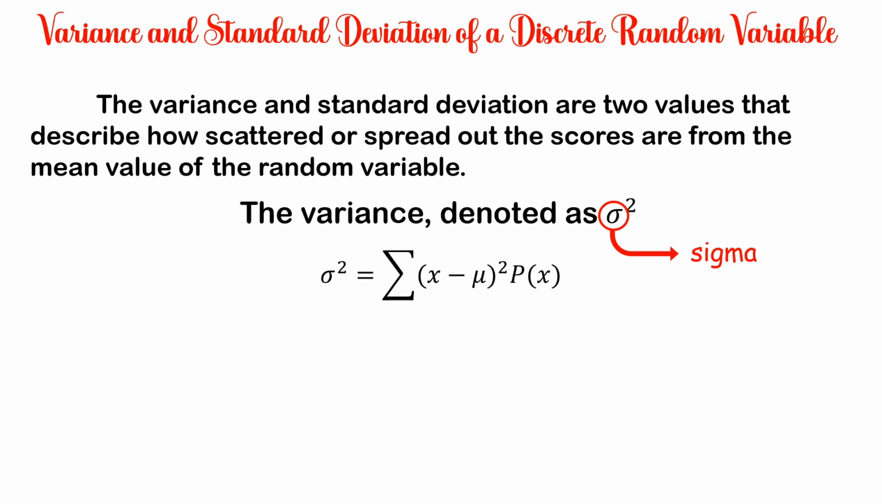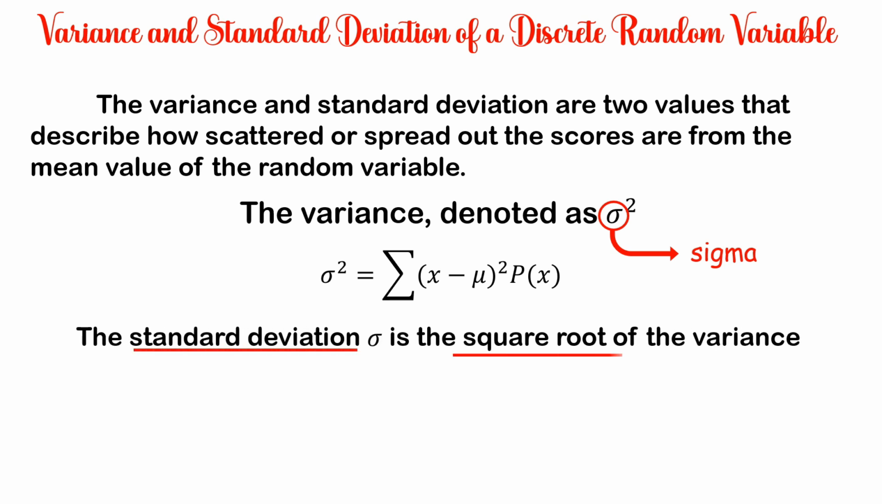We can obtain the variance of a discrete random variable by getting the summation of the quantity x minus mean, squared, times p of x. This symbol is the mean, while p of x is the corresponding probability, while standard deviation is the square root of the variance.